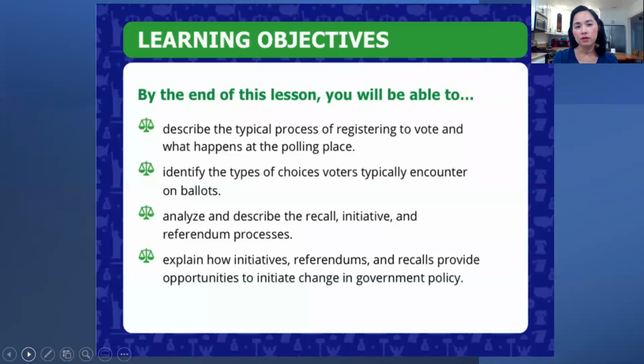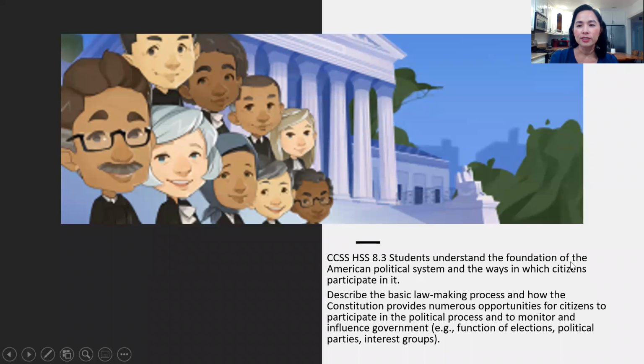Our learning objectives are, by the end of this lesson, you'll be able to describe the typical process of registering to vote and what happens at the polling place. We'll identify the types of choices voters encounter on ballots, and we'll touch base on recall, initiative, and referendum processes. The California state standard that we're working on is History 8.3. Students understand the foundation of the American political system and the ways in which citizens participate in it.